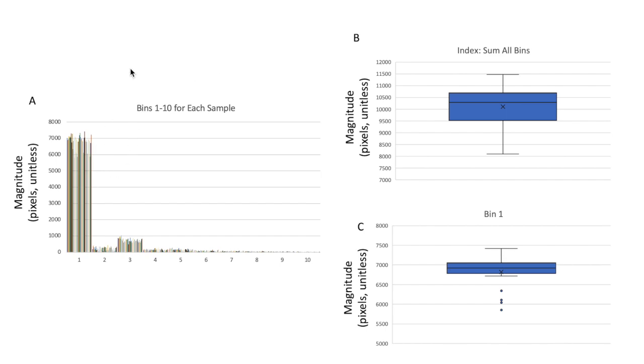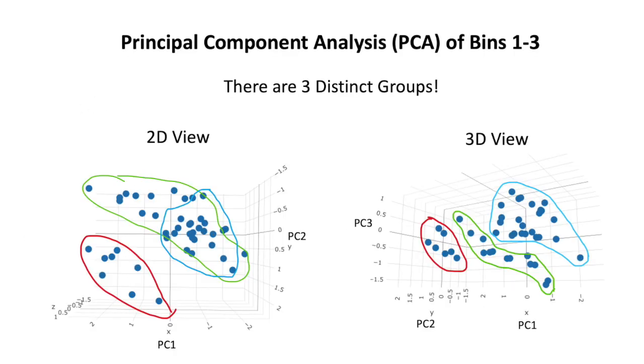And I'm going to show you data when I did PCA just on the first 3 bins of every sample. Okay, so when I did PCA on the first 3 bins of every sample, I see that there are at least 3 distinct groups, right? It's pretty amazing. So in this 2-dimensional view, you see that there's at least 2 groups. You have the red group, and then the blue and green overlap. But when you look at a 3-dimensional view, you see that there's actually 3 distinct groups, right, when you do PCA.